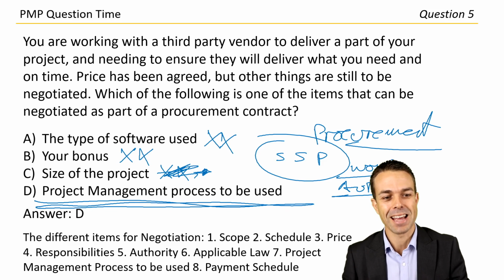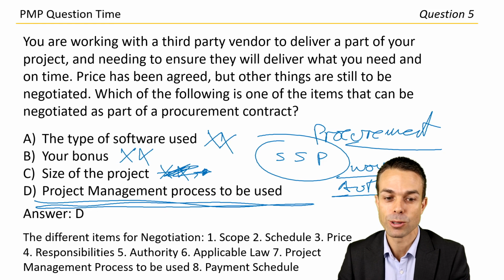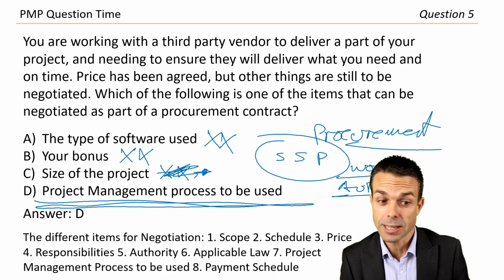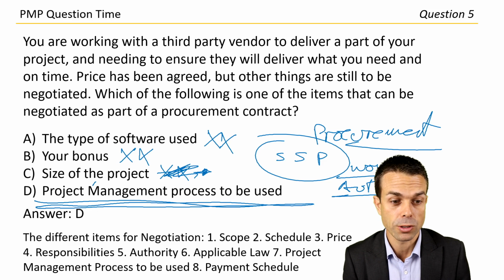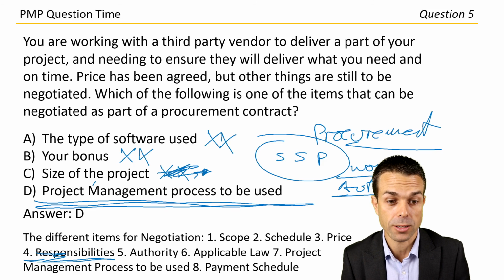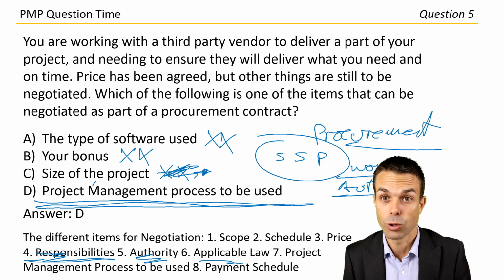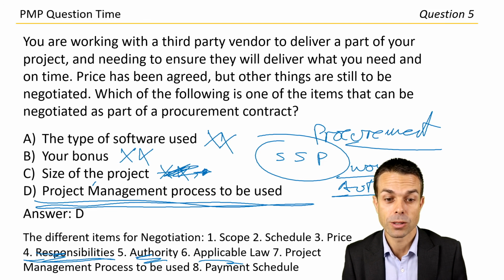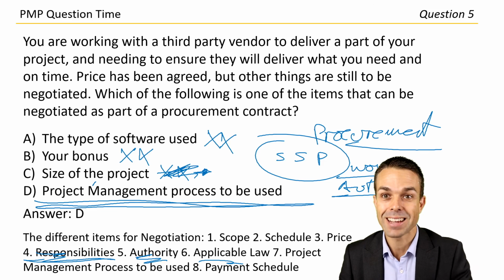Okay, fantastic. Answer D. The different items for negotiation as part of a procurement contract: scope, schedule, and price. Responsibilities. So what is your responsibility or their responsibility on the project and delivering this product? The authority. How much authority do we have? Applicable law. So whose law do we apply to? Is it their country? Is it our country? Is it this organization, that organization, this state? All of these things. Project management process to be used and the payment schedule. And that is the last question.